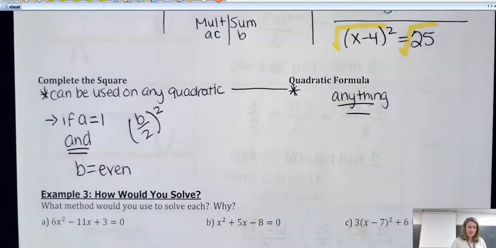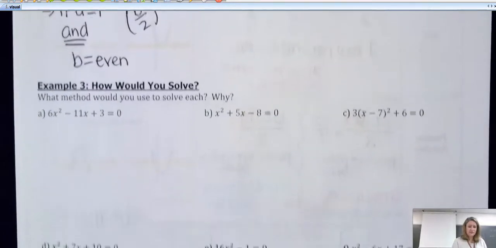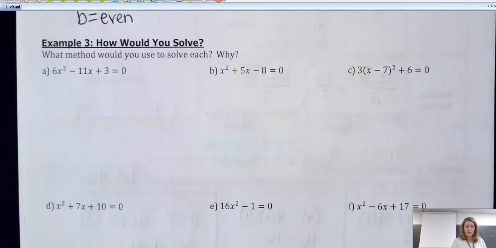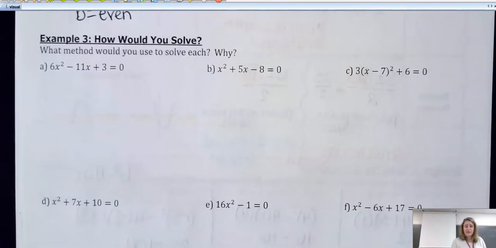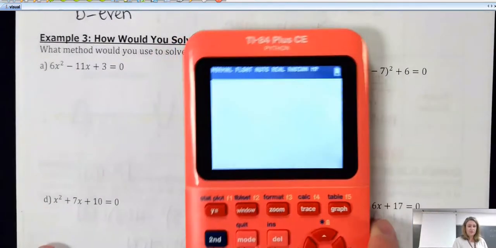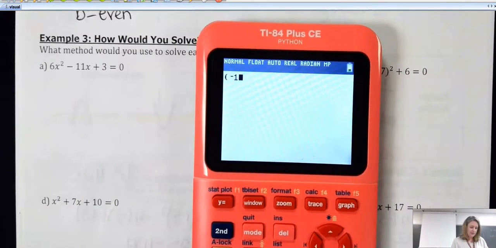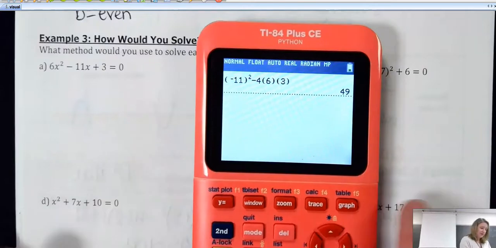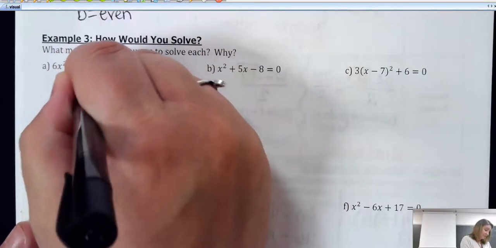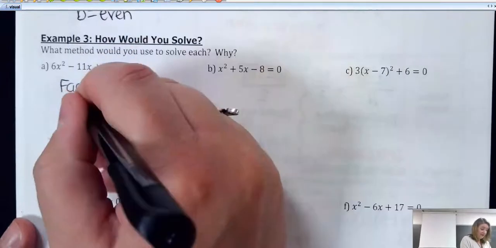So what I have down here at the bottom is just a couple of examples of quadratic equations, and just to think through, how would I maybe solve this? What would be the easiest thing to do? If you wanted to test your discriminant, let's just say I did this first one, b squared minus 4ac. I'm going to check this real quick here. And I got 49. If that's a perfect square, this is factorable. So I could factor.